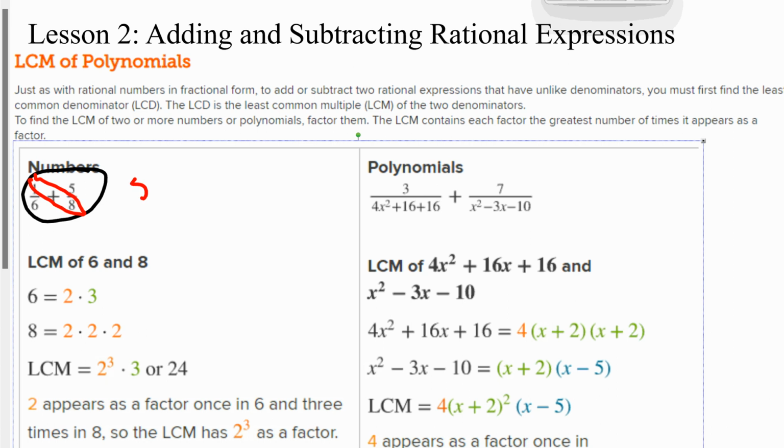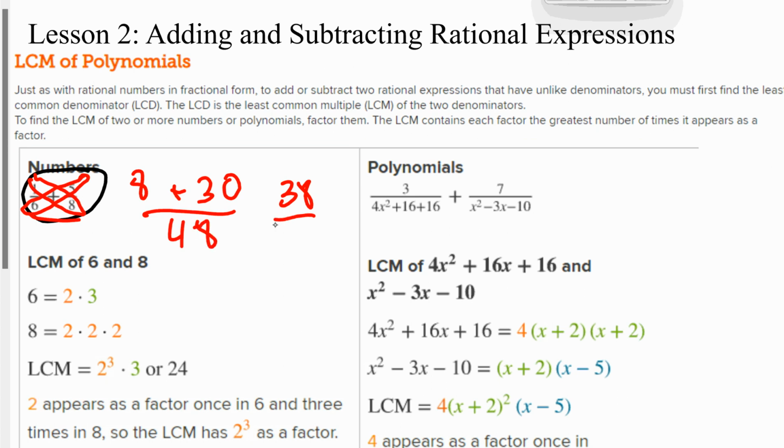So 1 times 8 would be 8, and then multiplying across like this, 6 times 5 is 30, and then I can just add those. We get 38. Then on bottom, I just take 6 times 8, which is 48, right? But then sometimes it needs to be reduced, right? So you can divide both of those by 2.